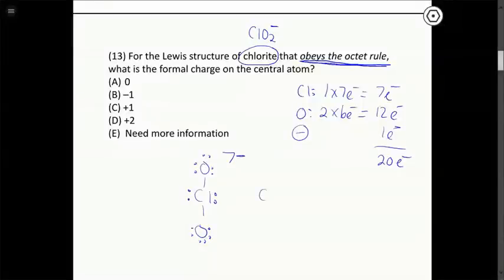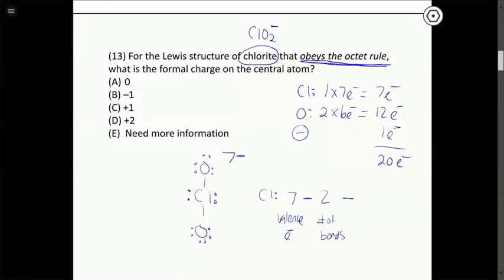So for the chlorine, remember that for formal charge, we start with the number of valence electrons that it has as a free atom, which is 7. That's the number of electrons that it contributed up here. We subtract the number of bonds it has, which is 2. It has 2 single bonds. This is the total number of bonds.